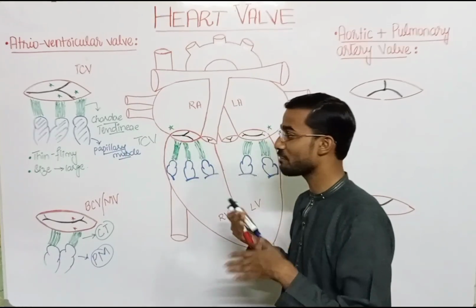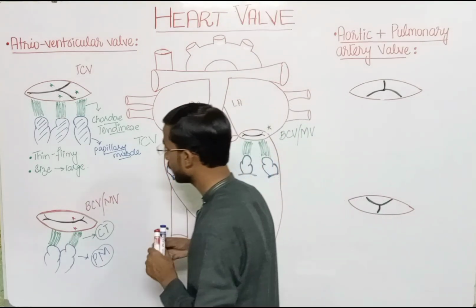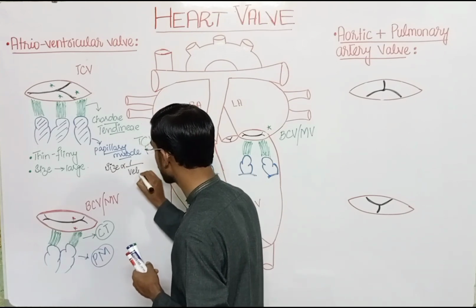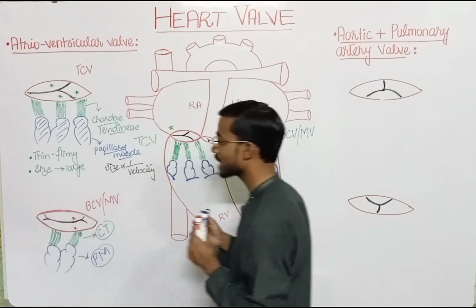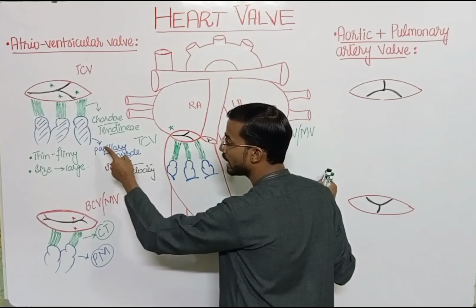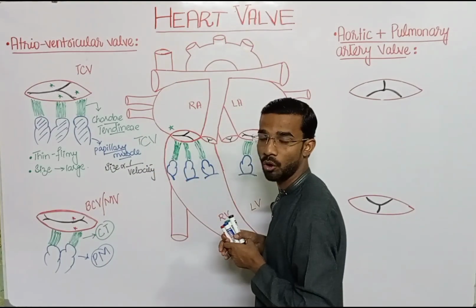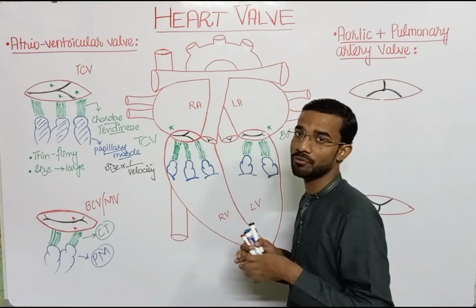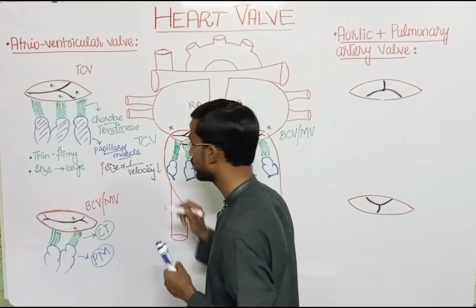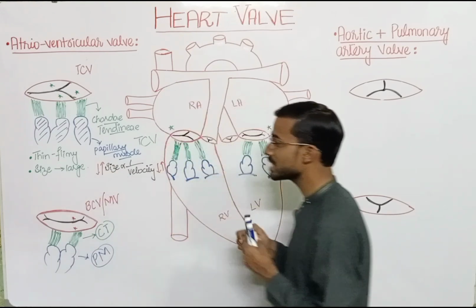What is the effect of the size on the flow of the blood? Size is inversely proportional to the velocity, where size means diameter. If the size or the diameter of the valve is large, then the velocity will be low, or the speed of the blood flowing through the valve will be low. This is the relation. When the size is large, the velocity will be slow, and if the size is small, then the velocity will be high.